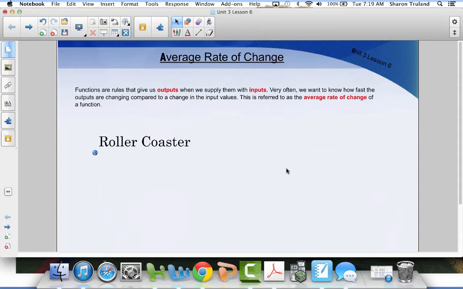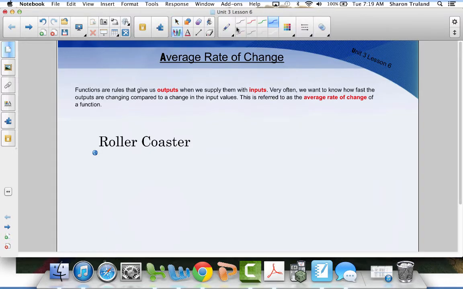All right, so today we're really starting to get into some fun stuff. It's called the average rate of change. Sounds boring, but you can do a lot of stuff with the average rate of change. This is the basic building blocks of calculus. So here's the formal definition of average rate of change.